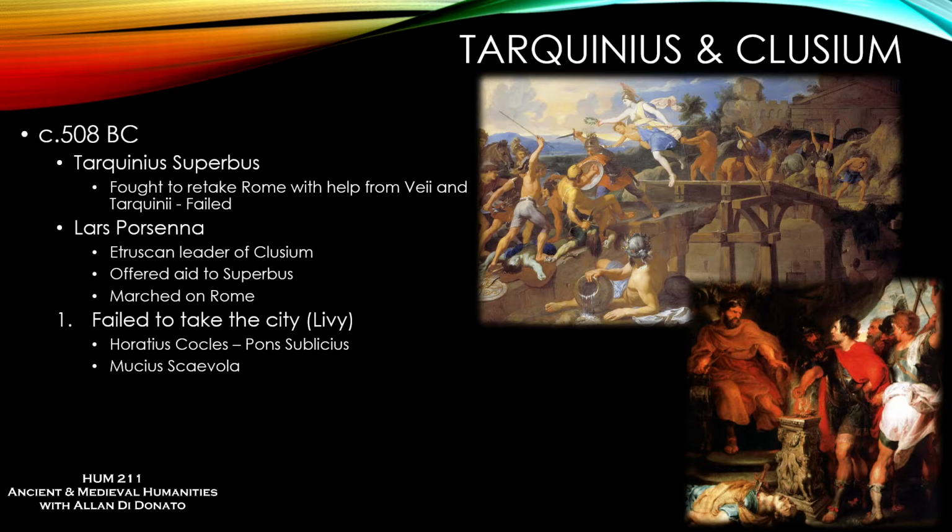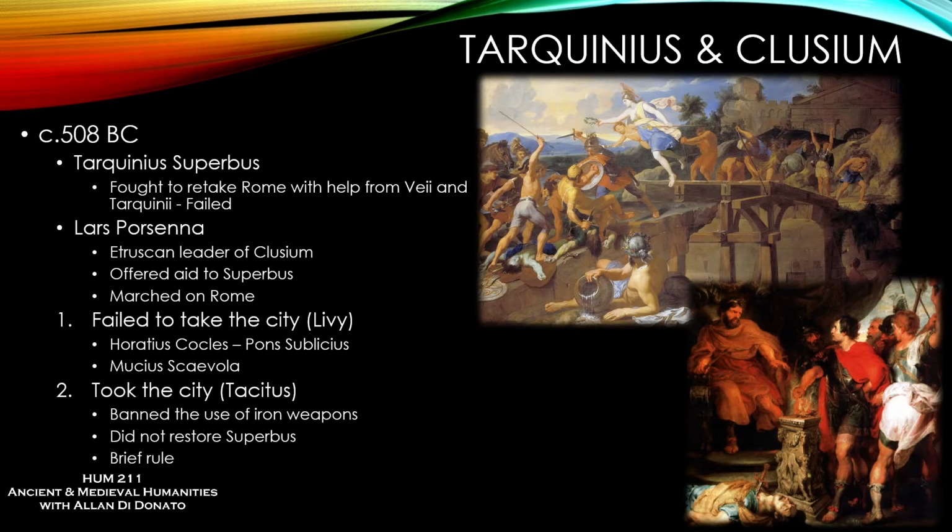And Porsena is supposedly so afraid of this Roman attitude and the fact that there will be many more to rise up, even if he's put to death. Scaevola says, if you kill him, there'll be many other people that come out to try to assassinate you. Apparently that leads Porsena to abandoning his attempts at taking over Rome. Of course, the other version that comes down to us from Tacitus is that he does take the city and bans the use of weaponry, does not restore Tarquin to the throne, but rules for a brief time himself.